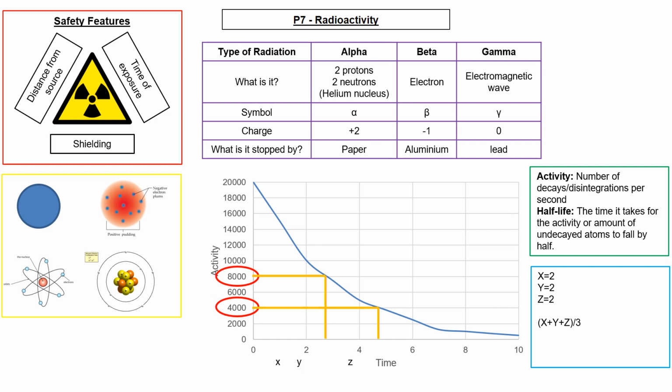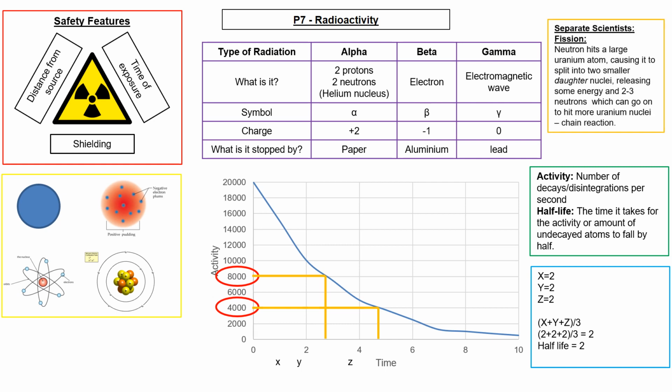We now need to take the mean. As you'll see in the bottom right-hand corner, taking the mean means adding those three up, x, y, and z, and then dividing by the number of half-lives we've taken. Now, if we'd taken 4, we'd be dividing by 4. If we'd done 5, divide by 5. In this case, just for ease of use, we're dividing by 3. So 2 plus 2 plus 2 gives us 6, divided by 3, and that gives us 2. So the half-life is 2.